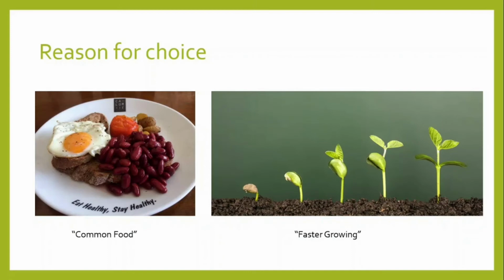Now, let me talk about why we chose this plant. Basically there are two main reasons. One is the fact that it is consumed by many people, usually for breakfast. So we believe that this system will be useful for a considerable number of people. And the second reason is that it grows pretty fast, which even helps us to present the outcome pretty quickly.